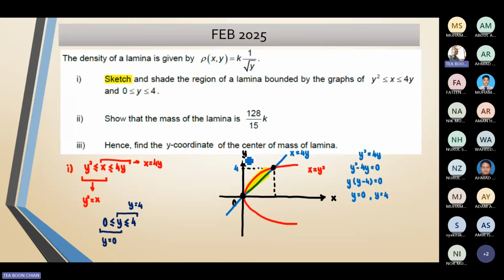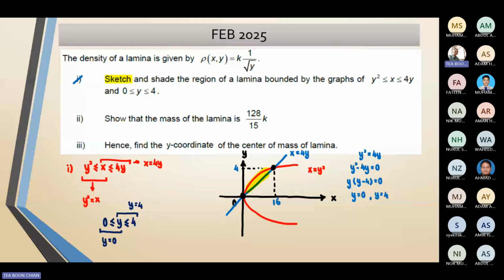All right, when y equals 4, x is actually 16. So this is just the graph of the region bounded by these two. So we have done the first question. The first question simply asks you to sketch the graph and then see where the boundary region is. This is actually just like what we did in the previous topic in double integral, identifying the boundary region.